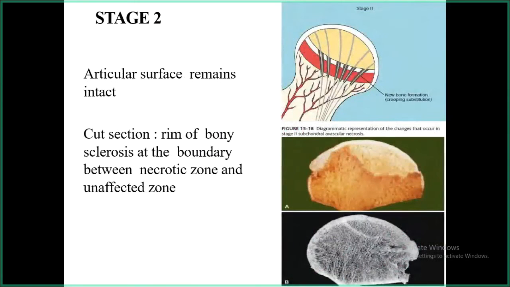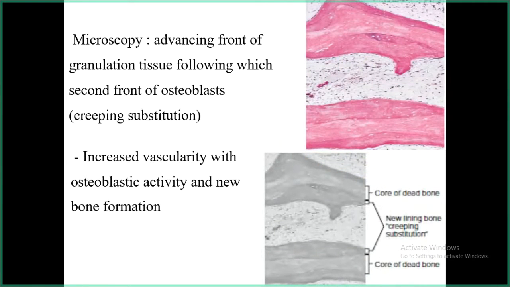This is stage 1. Now in stage 2, the articular surface remains intact. The gross anatomy shows there is a rim of bony sclerosis at the boundary between the necrotic zone and the unaffected zone. On microscopy, it shows an advancing front of granulation tissue, followed by a second front of osteoblasts. It shows creeping substitution, encroaching towards the subchondral region, with increased vascularity, osteoblastic activity and new bone formation.